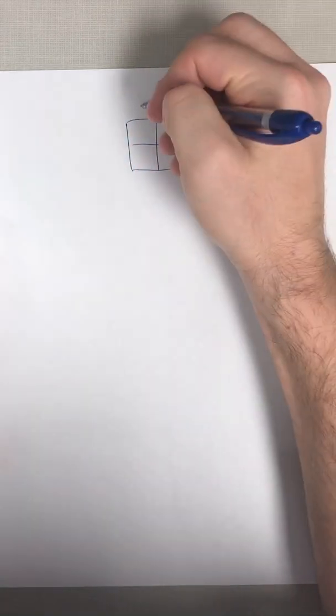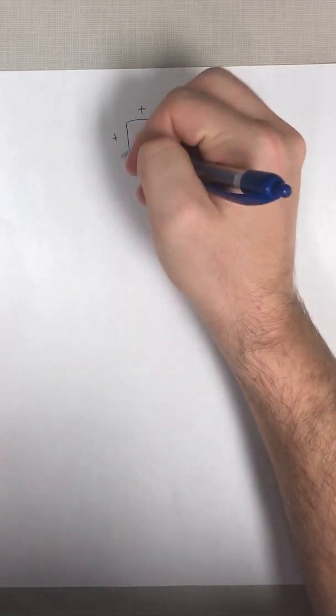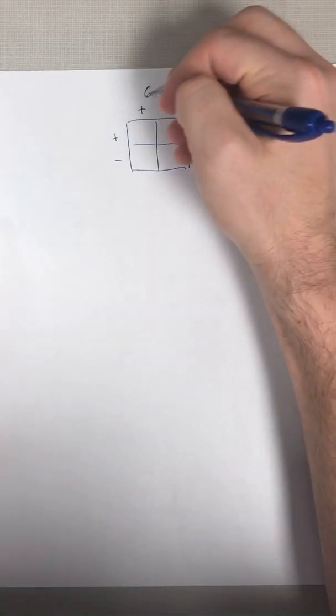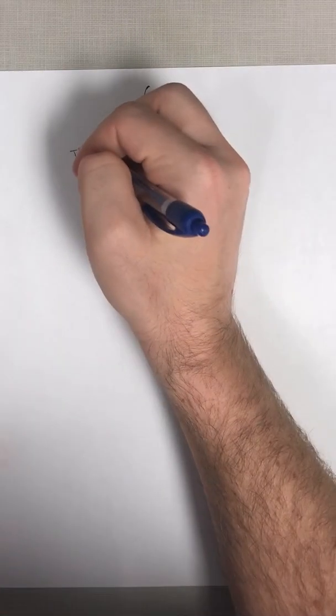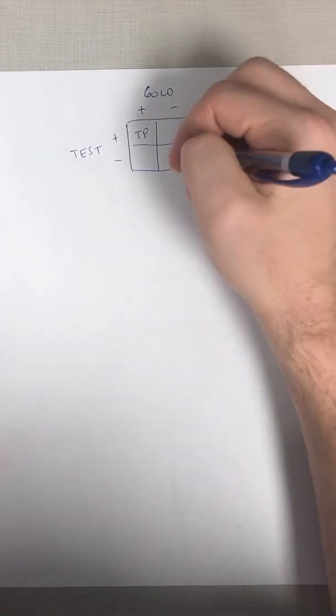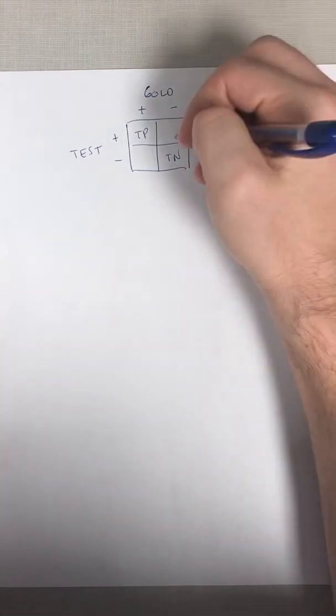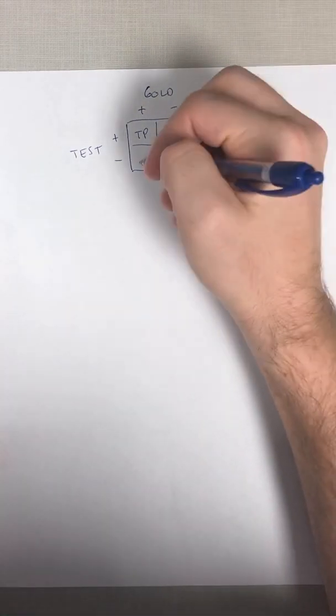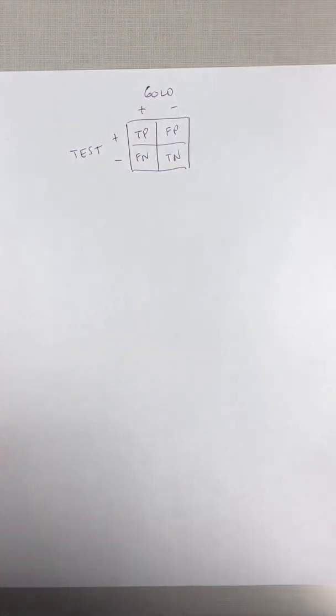Start with the box. Get your positives and negatives. Gold standard, test side. The rest of these fill in the boxes and are intuitive. So true positive, true negatives. This will be a false positive on the test. This will be a false negative.